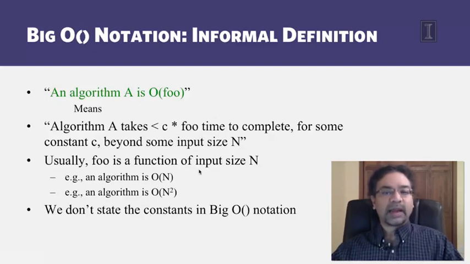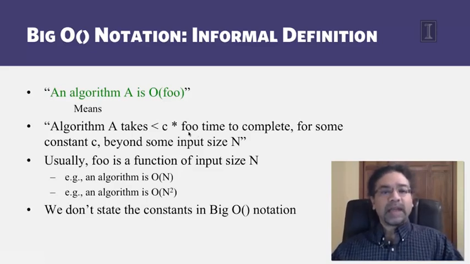For instance, I could say that an algorithm is order n, which means that the algorithm A takes less than c times n time to complete for some constant c beyond some input size n. Similarly, an algorithm might be order n squared, which means that it is quadratic in time and it takes time less than c times n squared for some constant c.